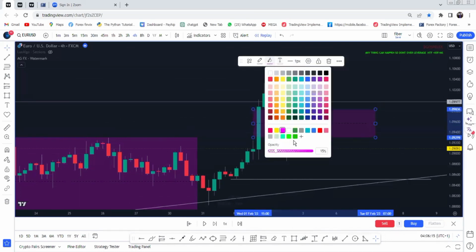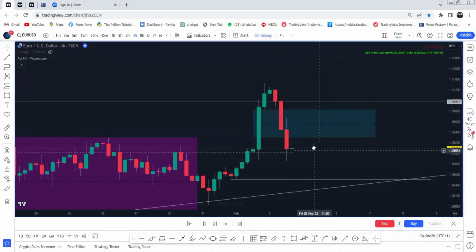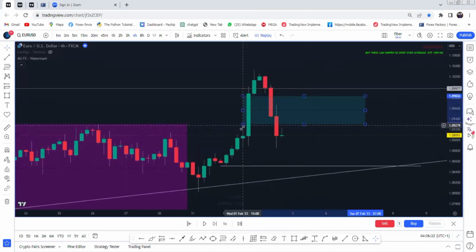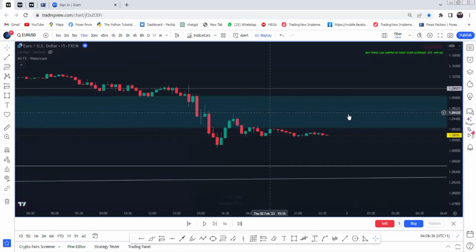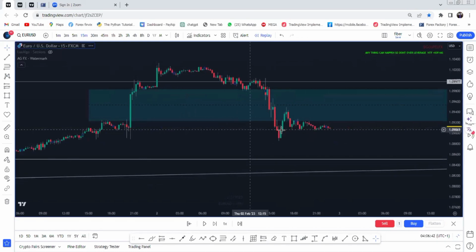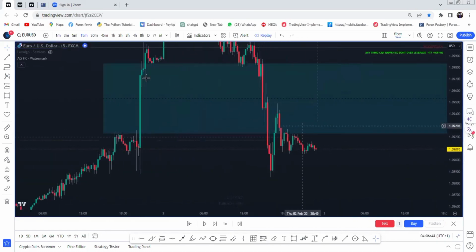Now, inversion fair value gaps and breaker blocks are also ways of identifying a shift in structure, all right? Because that simply means price has started violating the bullish PDRA. So at this point, we'll go down to 15 minutes. If the following day price comes back to this area, we can be looking to sell. Let's see how that looks with time and price and then see where it gets us.